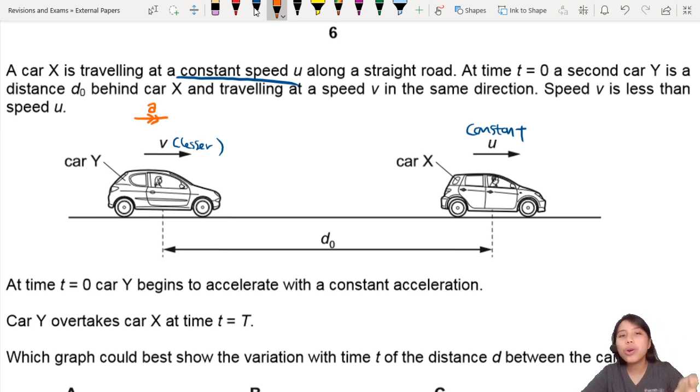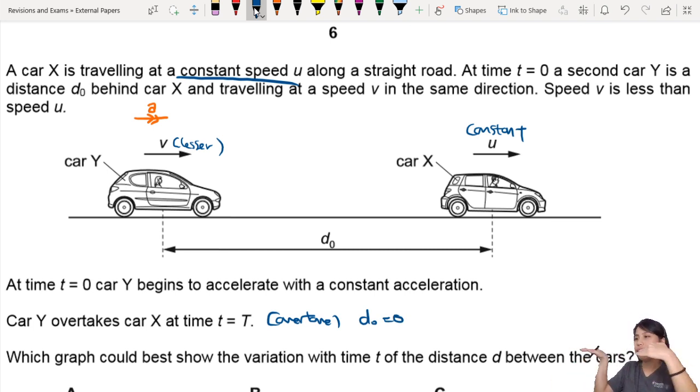So car Y will overtake car X at some time t. So this is when they both are side by side, and D0 is 0. D0 is 0. No distance between them. Okay, so it's kind of like, how do I do this? One is ahead, but eventually they do this, and then they overtake each other.